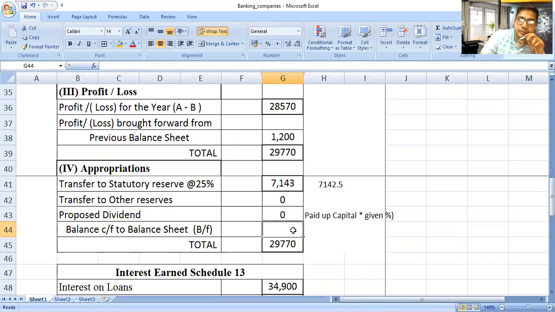So how will it come? We have to consider this total 29,770 minus 7,143. Whatever amount comes, 22,627, is considered as the balance amount transferred to balance sheet. So friends, I hope you understood how to prepare a banking company's profit and loss account.